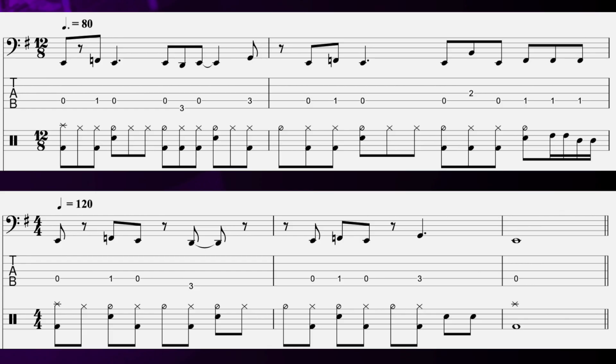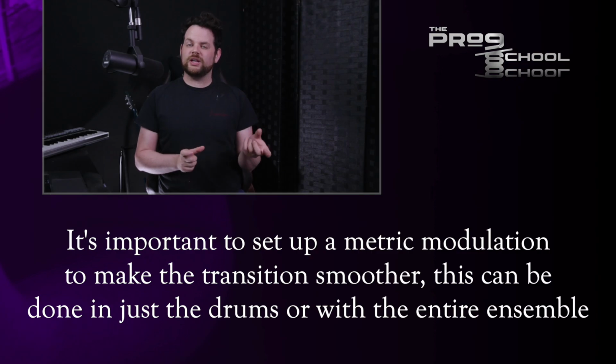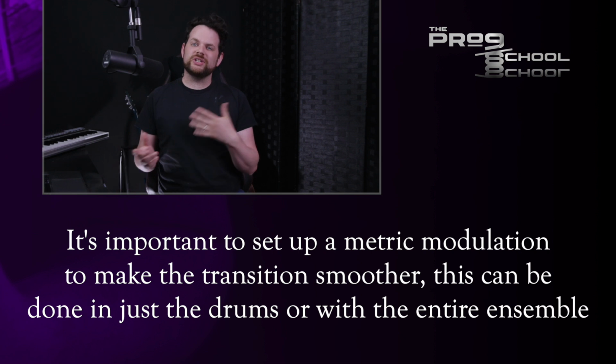This can be done in reverse as well, from 12/8 to 4/4. In this case, the tempo gets faster, so depending on the effect you want in the music, you can choose to go either direction. A big part of making metric modulations work is the transition into them.